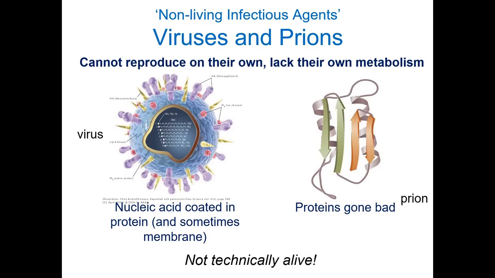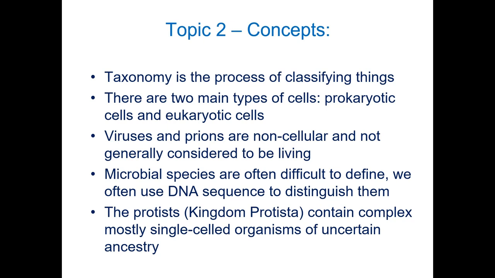And let's not forget the infectious agents that are not technically alive. We have viruses, and we also have prions. Okay, so that was a rather quick and dirty overview of the classification of the different organisms that we're going to look at. We will come back and look at each of these groups in more detail.